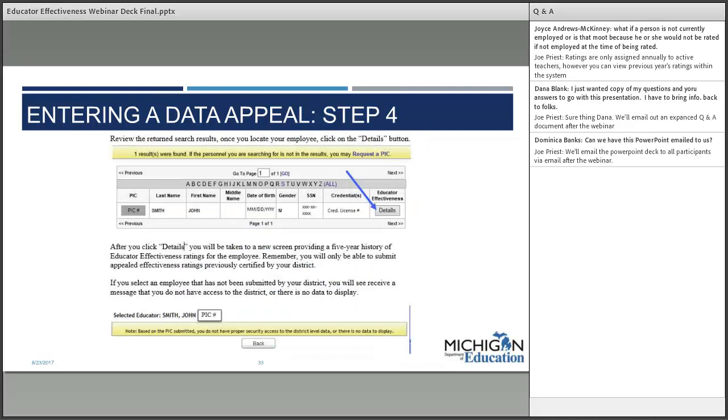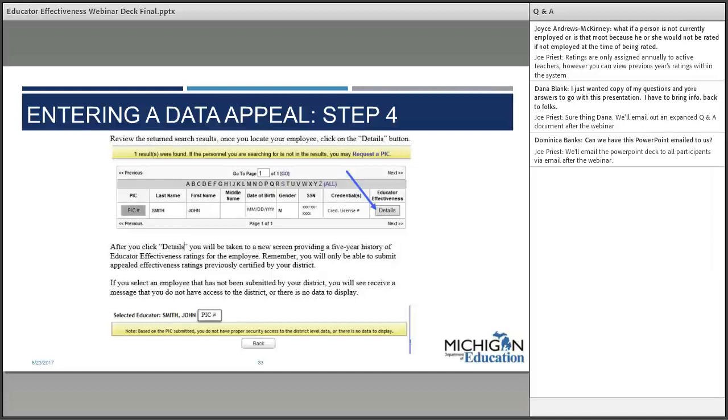So once you identify your record, or your REP authorized user does, click on that Details button, and the Details button will take you to a history of the last 5 years worth of educator effectiveness ratings for the employee, if the employee has been reported with an instructional position or with educator effectiveness data in those 5 years. A caveat to that is that if the employee has never been reported by the district that you're logged in as, or was never submitted with educator effectiveness data, there's nothing to display, so you'll get a message saying that.